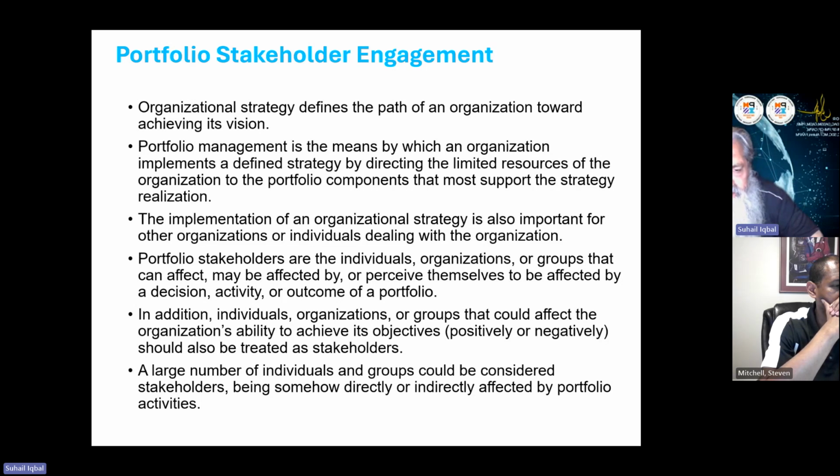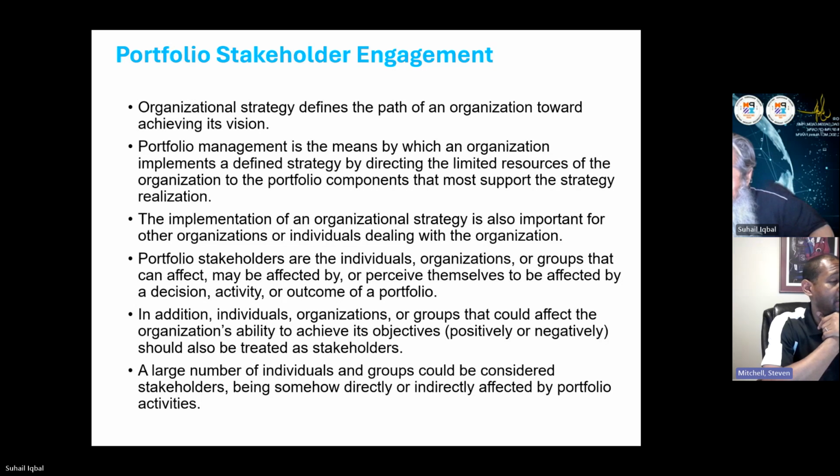So there are two categories. One who can affect the portfolio, and the other who can be affected by the portfolio. And there is yet another third category, and these are those people who perceive themselves to be affected by our decision, activity, or outcome of a portfolio. What does that mean? Who perceive themselves to be affected by? Actually, they are not.